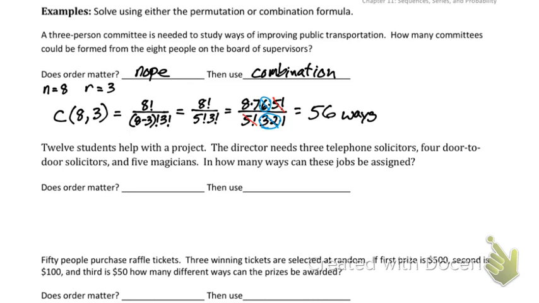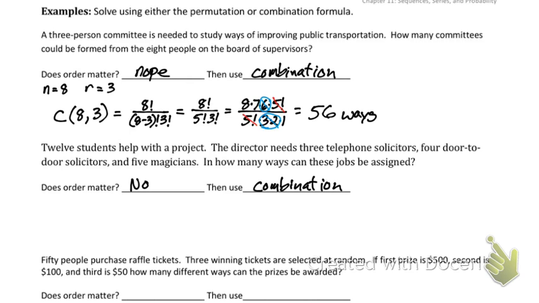If we look at them separately, does it matter which telephone person you are? No. Does it matter which door-to-door person you are? And does it matter which magician you're going to be? Nope, you're just one of 5, a nameless member of society. So your order does not matter. So no, it does not matter, which means we're going to use a combination.